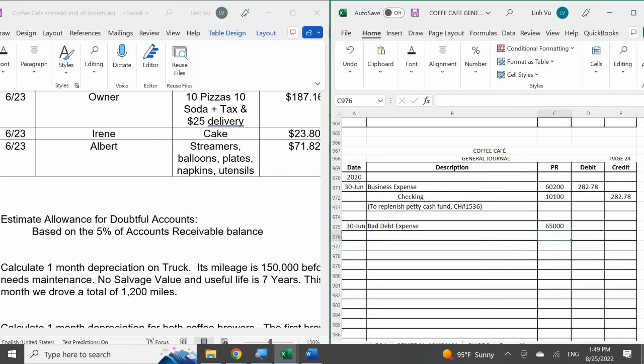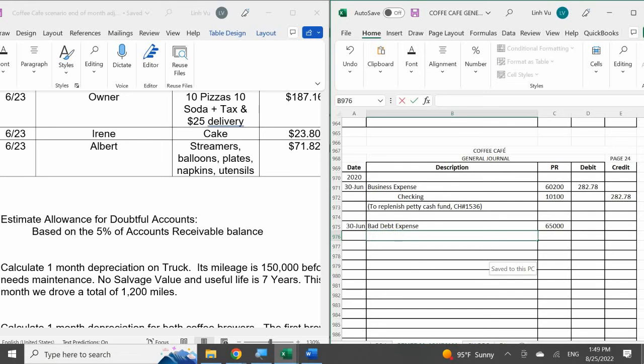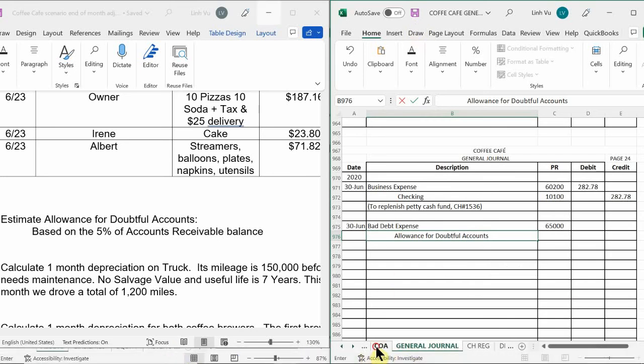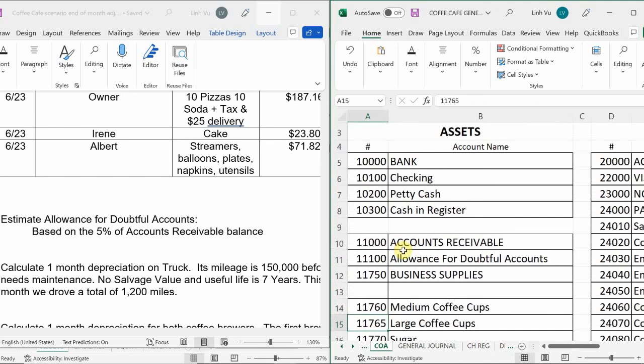We cannot use accounts receivable because that's the direct write-off method. We are not tax accountants. So in this case, you can only use the allowance for doubtful accounts method. Okay? And allowance for doubtful accounts is a contra asset account to accounts receivable, 11,100.